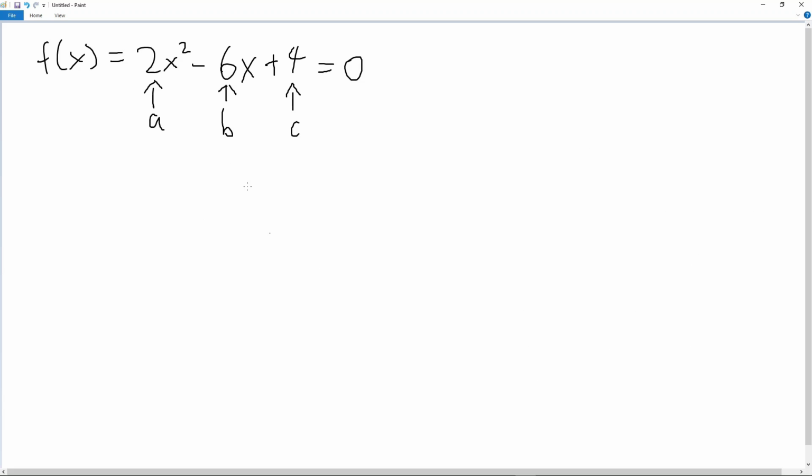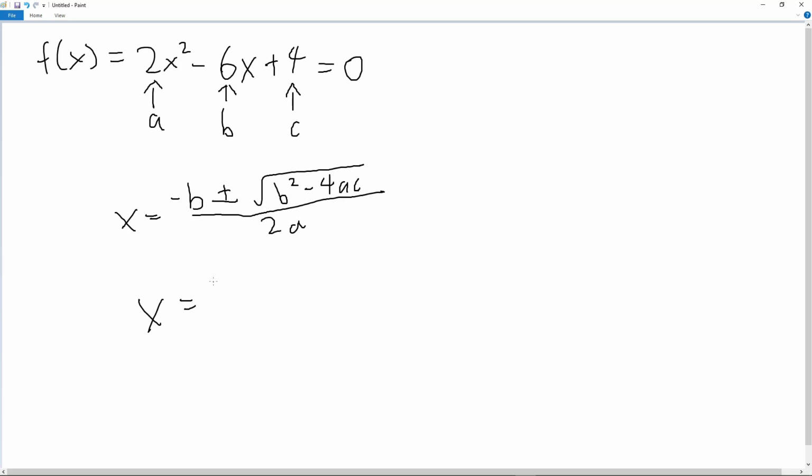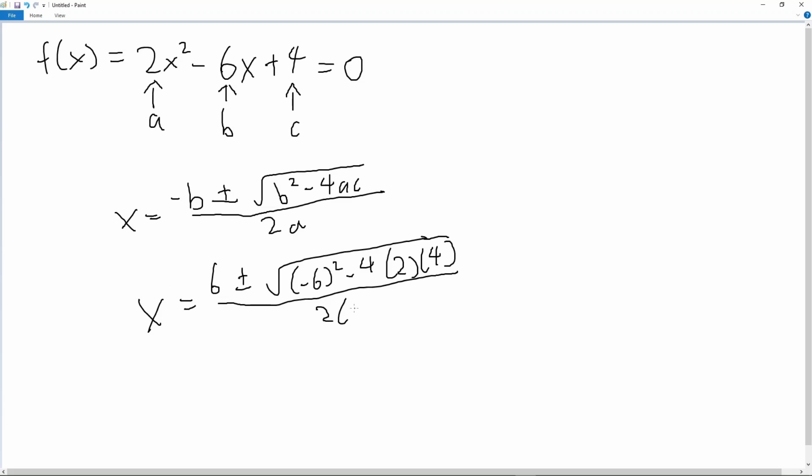Another way to find the roots of this equation is to use the quadratic formula, which is x equals negative b plus or minus the square root of b squared minus 4ac, over 2a. You can see how the a, b, and c all correlate, so you just have to substitute each value. So this will be 6 plus or minus the square root of negative 6 squared minus 4 times 2 times 4, over 2 times 2.